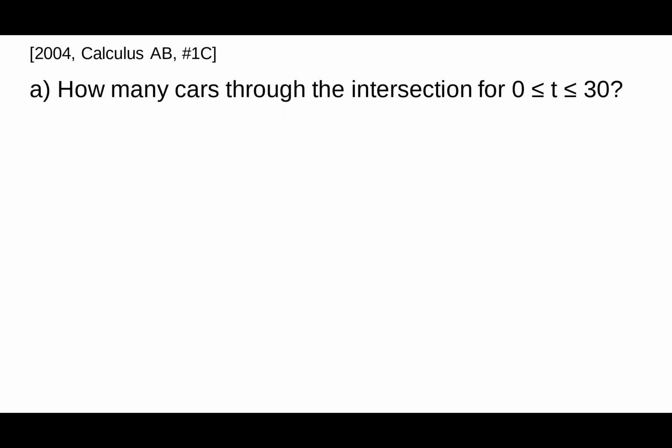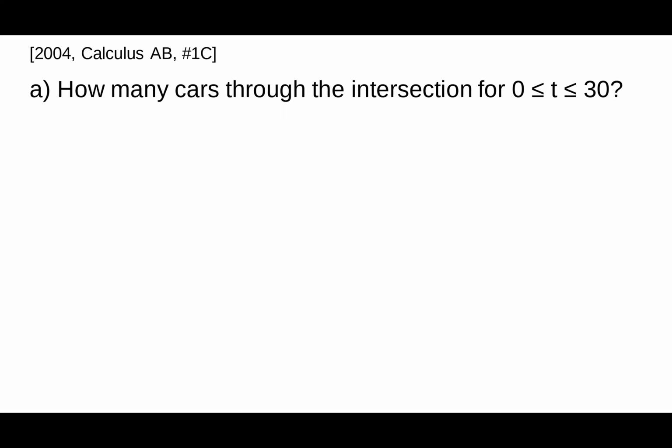In the question stem, we're given a formula for f of t, which gives the rate of traffic flow through an intersection at any given time t, and the value of t is good for however long it's good for. That's given in the question stem.